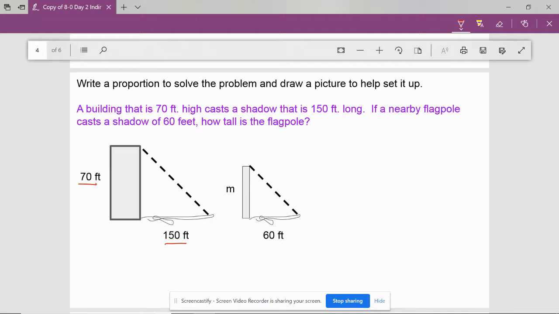Again, we're going to struggle at taking measurements of anything over our height. So anything over 6 foot, I'm going to struggle with. So I'm going to use what I know, which is going to be its shadow that it casts. Okay, so we're just going to set a proportion the same way. So we have 70 over m.